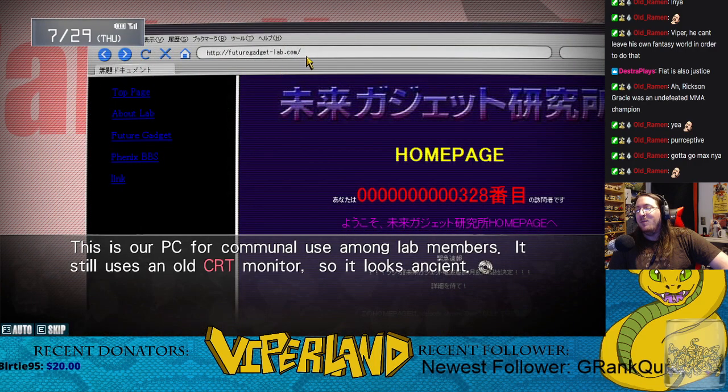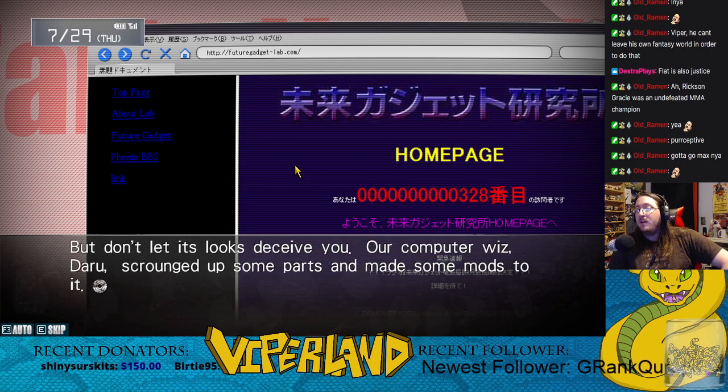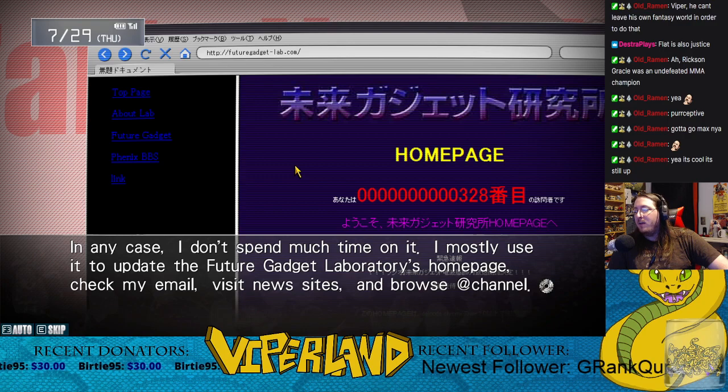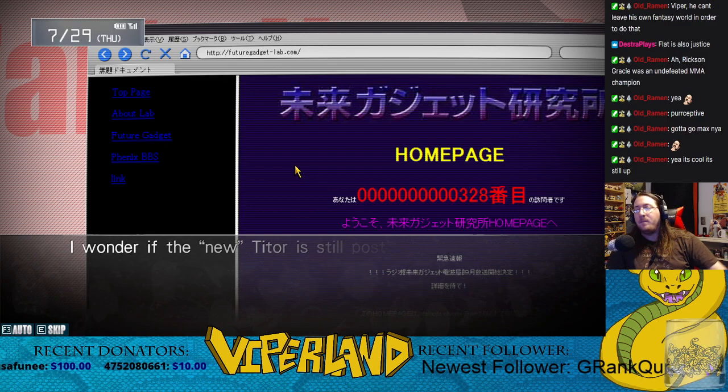I'm so happy the website still exists. This is our PC for commercial use among lab members. It still uses an old CRT monitor, so it looks ancient. But don't let its looks deceive you. Our computer whiz Daru scrounged up some parts and made some mods to it. In any case, I don't spend much time on it. I mostly use it to update the Future Gadget Laboratory homepage, check my emails, visit news sites, and browse that channel. I wonder if the new title is still posting.